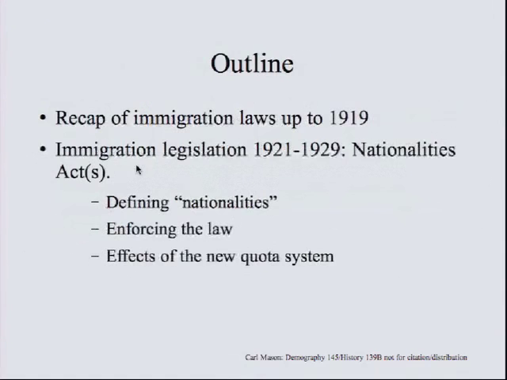So I'm going to start with a recap of the immigration laws up to 1919. We've seen all these laws before, but I've organized them in a slightly different way. And then we're going to talk for the rest of the time about immigration legislation between 1921 and 1929, and these are the Nationalities Act. We'll talk about how nationalities are defined, we'll talk about enforcing the law, and we'll talk about, to some extent, the effects of these quota systems.